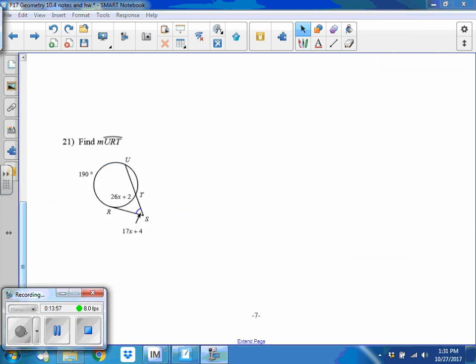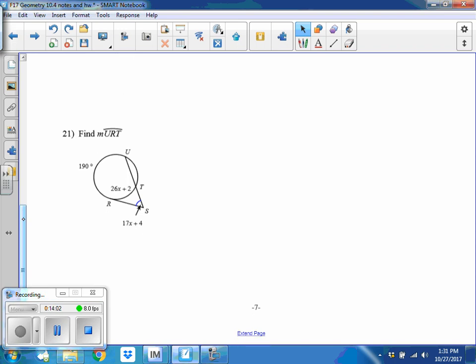I'm not going to do any more examples, but I just want to show you this on number 21. You need to be careful. If it's asking you for the measure of arc URT, URT goes from U to R. Now we know that's 190, and then to T, which is this. So once you know what x is, to find this, it's going to be 190 plus 26x plus 2. So just be careful with that one, that you're finding the correct measure of the correct arc.